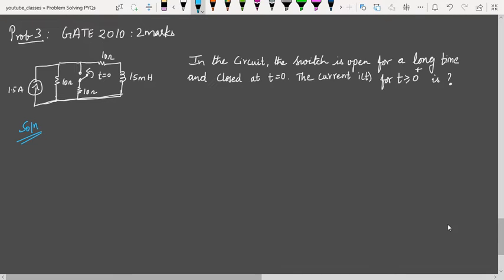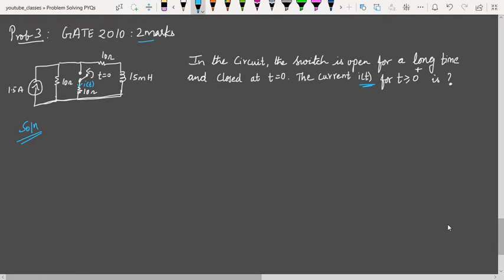Okay, we are going to do problem 3 on transients. This was asked in GATE 2010 for 2 marks. It is a circuit with an inductor, and we need to find the transient response. They marked the current I of t here, which we need to find.